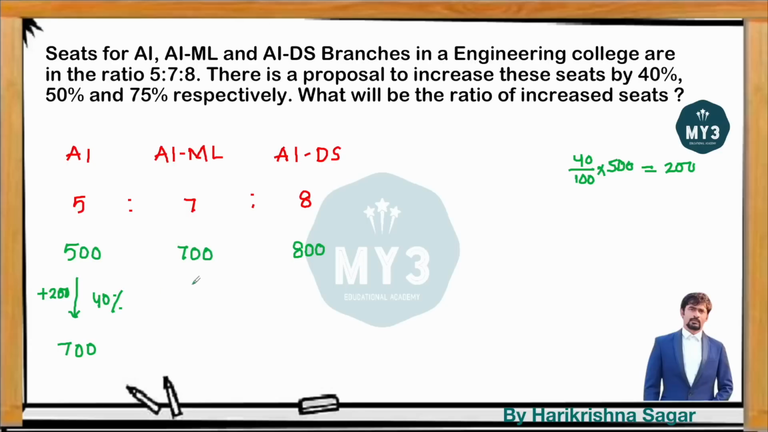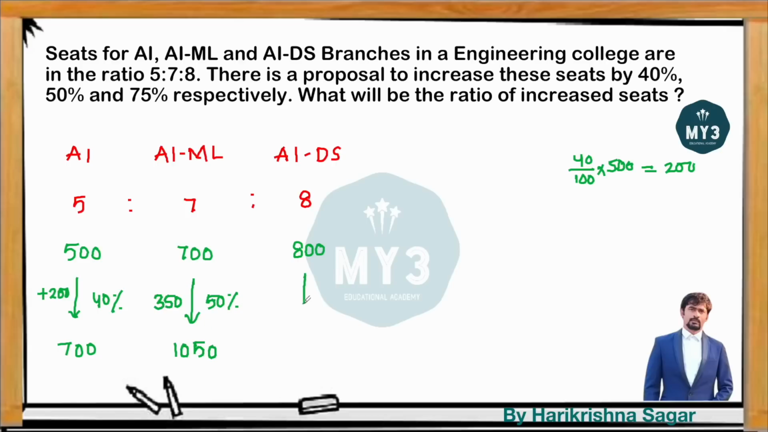And the number of seats in AML is increased by 50%. What is 50% of 700? So 700, 50% means half of that. That means half of 700 is 350. 700 is increased by 350. 700 plus 350 will be 1050. That is the strength in AML.